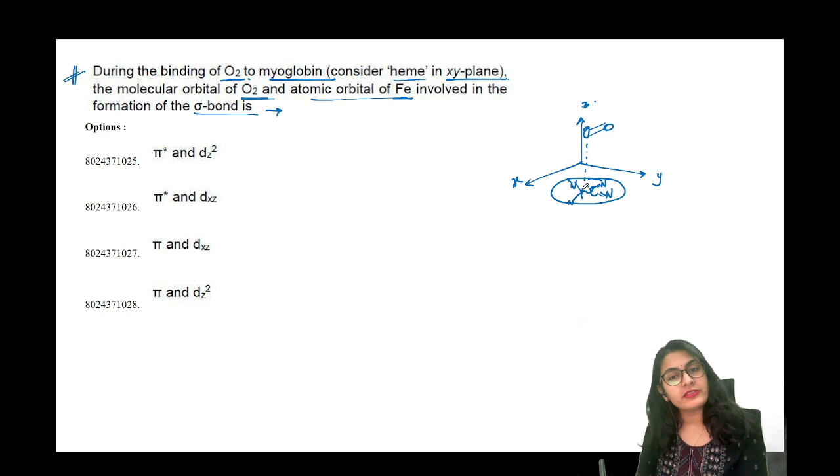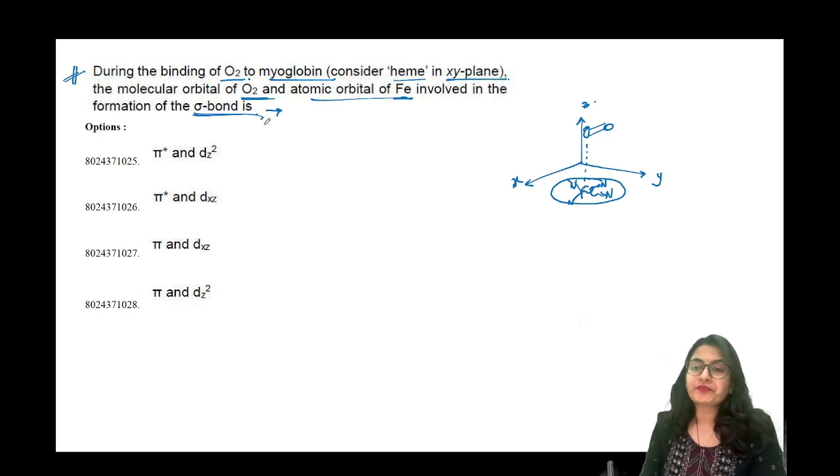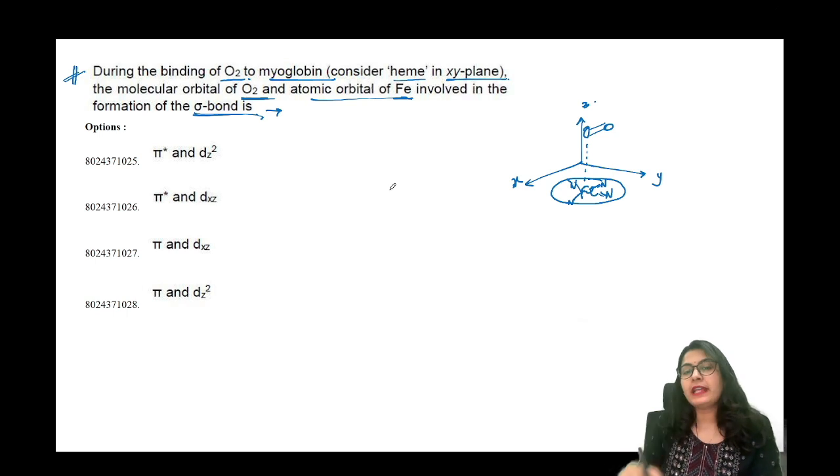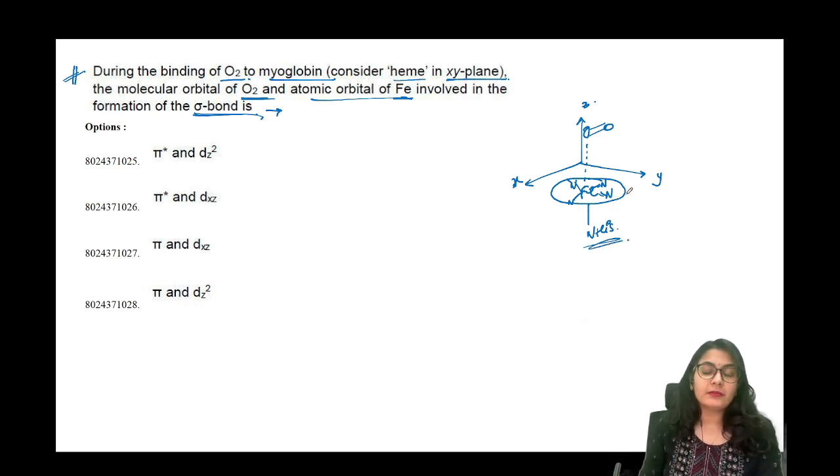and the atomic orbital of iron involved in the formation of the sigma bond is... So what happens is, one of the positions is occupied by N of the histidine. The remaining 4 positions on the plane are occupied by, let's say, these 4 nitrogen atoms of the tetrapyrrole ring. Then what is left behind? बस एक Z component का एक orbital बचता है जिससे कि हम इसको react करवा सकते हैं.